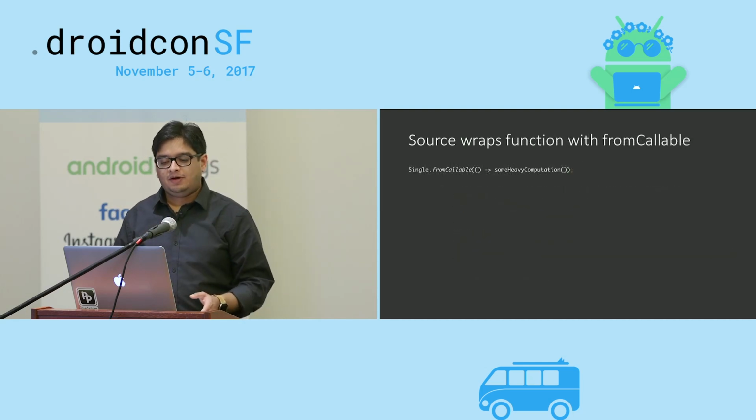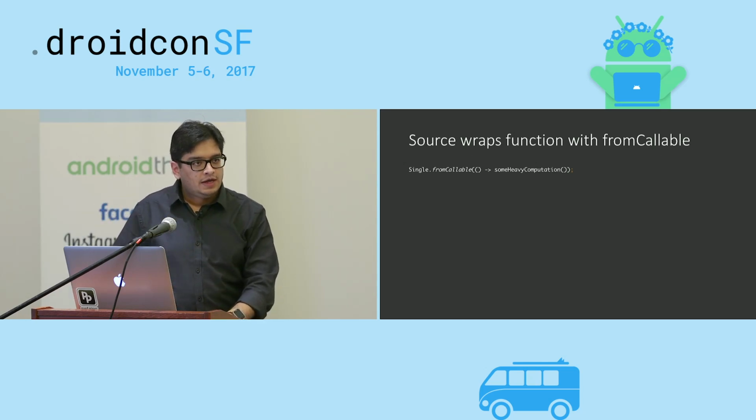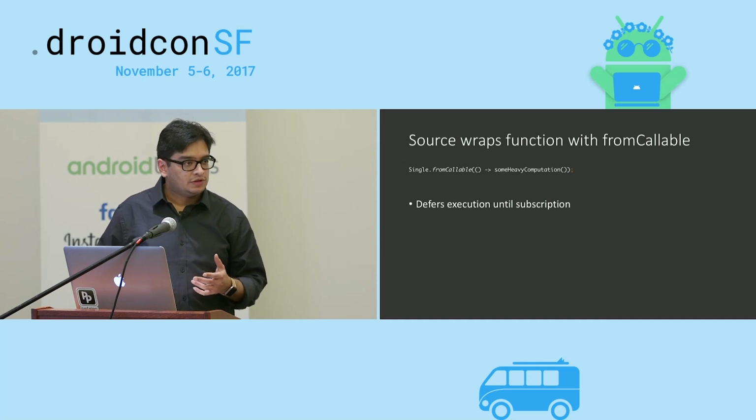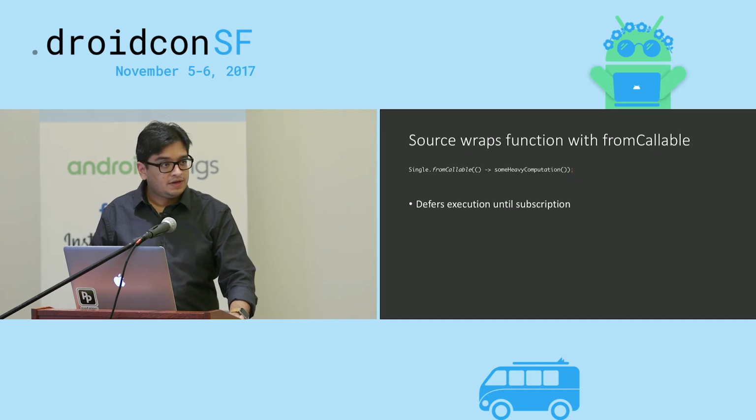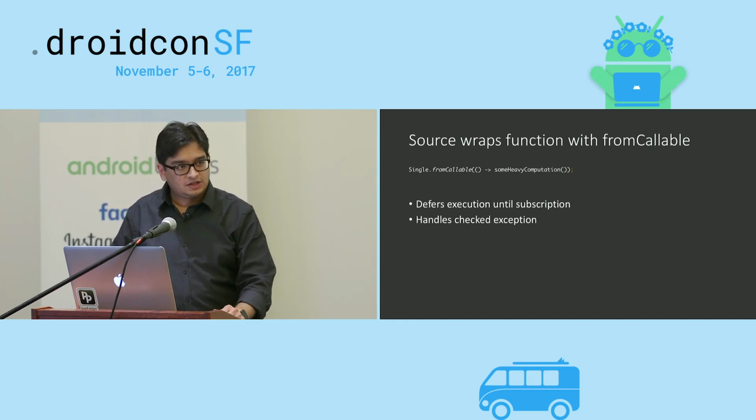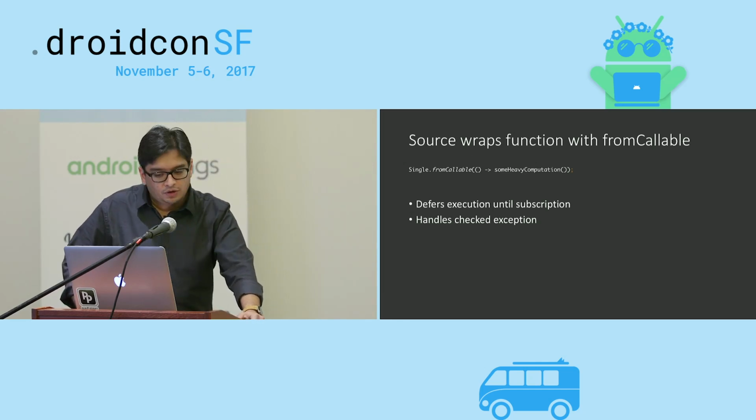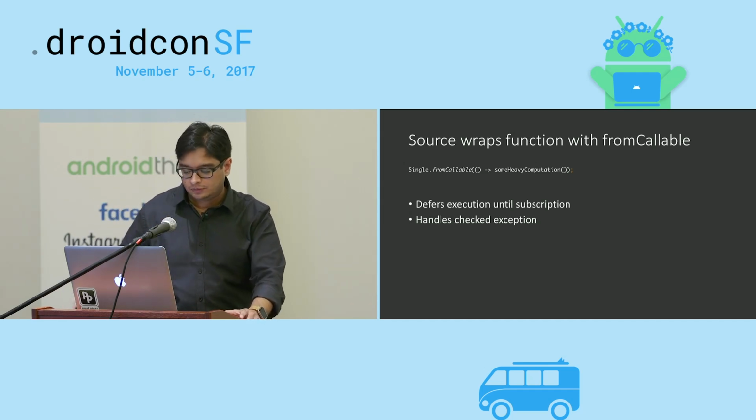Now let's look at another example, right? Say you have some functions which do heavy computation. There's no callback here. How can you convert this into a reactive source? RxJava provides an operator called fromCallable, which basically defers the execution of this function until somebody subscribes to this. So whenever somebody subscribes, it goes ahead and executes the someHeavyComputation method. It also handles the checked exception. Say some heavy computation were to error out for whatever reason, it's going to call onError on the Single and it will handle it for you. There's nothing else that you need to do.